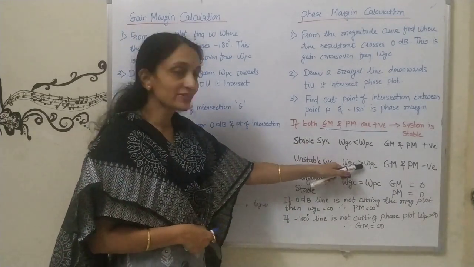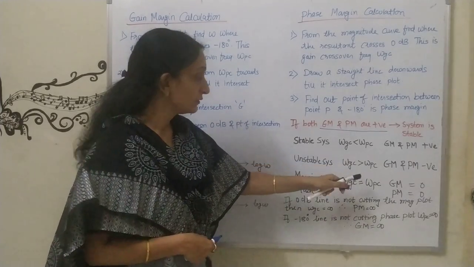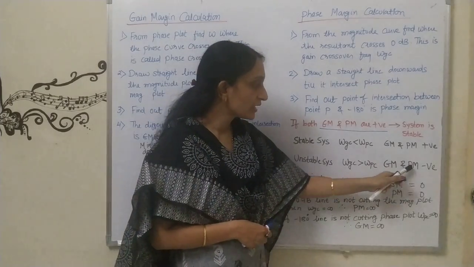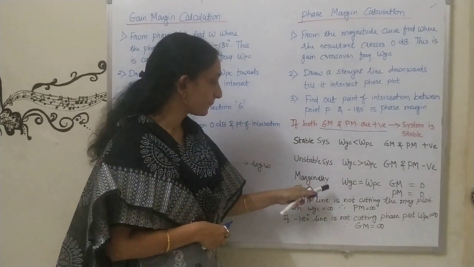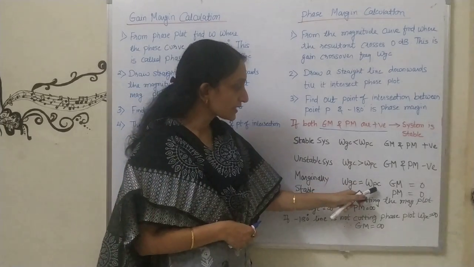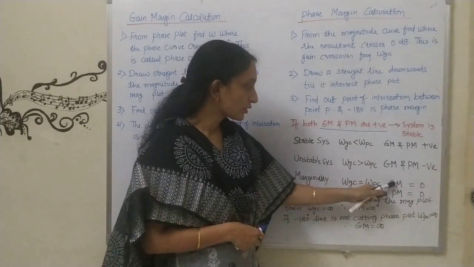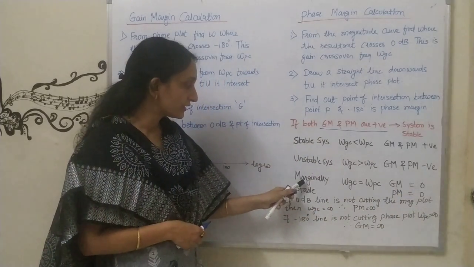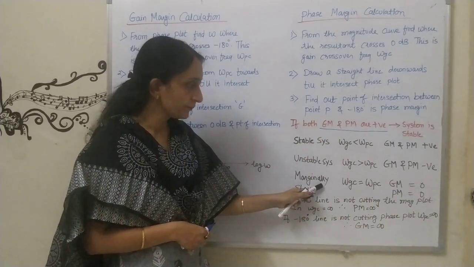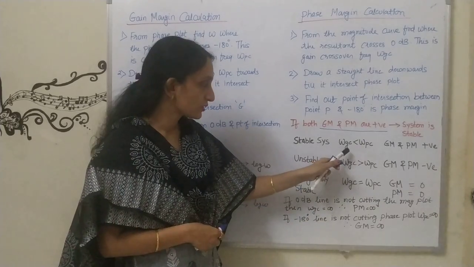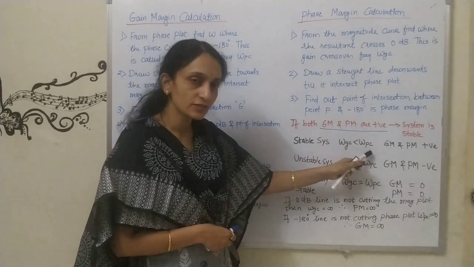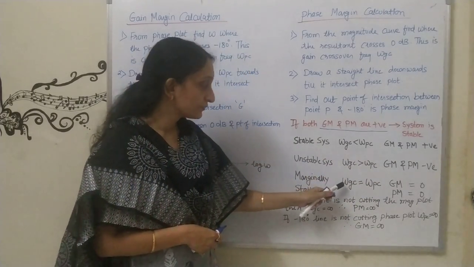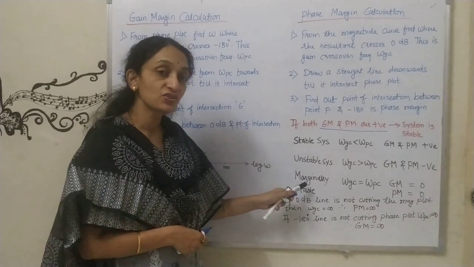Omega GC less than omega PC, then gain margin and phase margin are positive. If omega GC is greater than omega PC, then gain margin and phase margin both are negative. Next, if omega GC is equal to omega PC, then gain margin is equal to 0 and phase margin is equal to 0. So what will you say to that condition? Marginally stable. So it depends on the value of omega GC. If omega GC is less than omega PC, the system is stable. If it is greater, the system is unstable. If these two values are equal, the system is marginally stable.